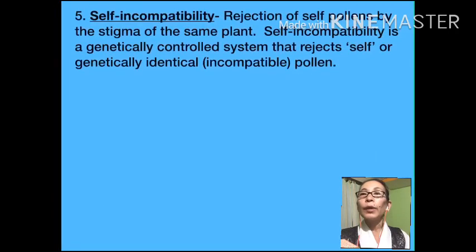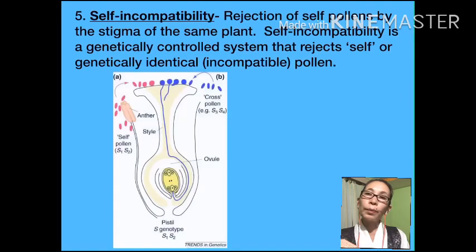Next is self-incompatibility. And this is considered to be the most effective method of avoiding self-pollination. It can also be studied as a pollen-pistil interaction. Here, the stigma is directly responsible for the rejection of self-pollen. And it's a genetically controlled mechanism where self-pollens having the same genetic composition as the stigma are rejected by the stigma.